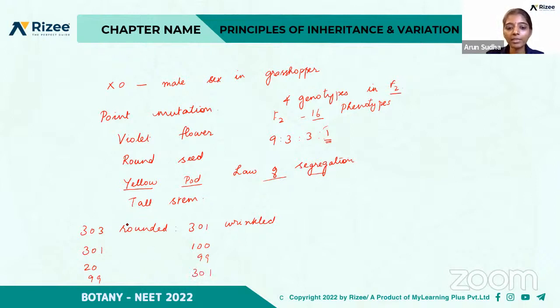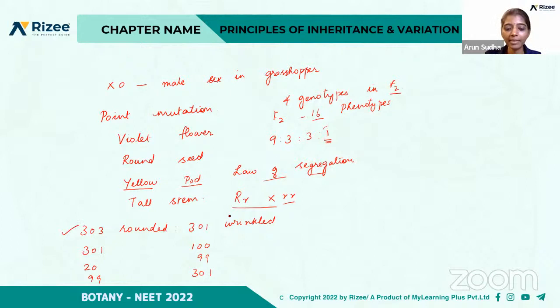So the question is, a heterozygous round-seeded plant is crossed to a recessive wrinkled plant. So what would be the progeny? Yes, A is the right answer because this is a test cross, right? So the ratio should be 1:1. So A is the right answer.